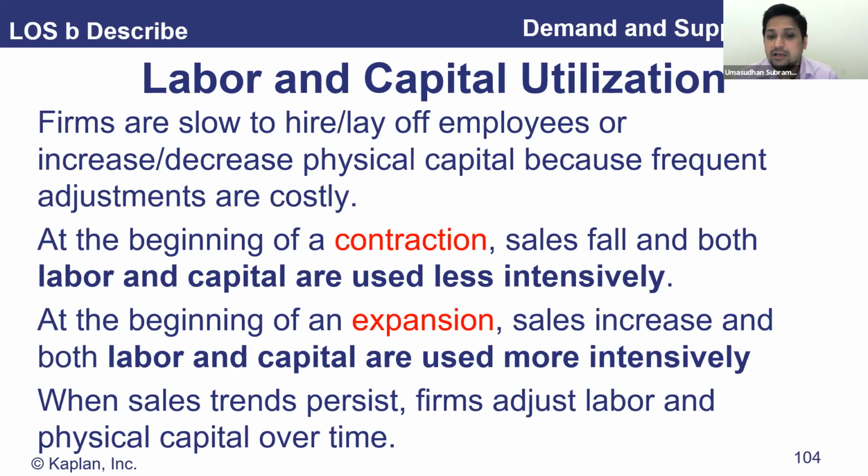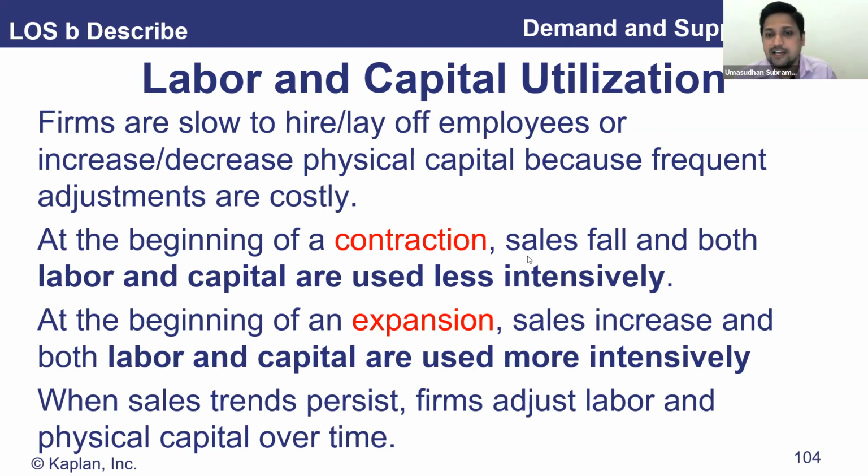But at the beginning of expansion, what happens? Your sales increase, but you can't hire people immediately. You cannot increase your capital immediately either. So at the beginning of an expansion, your sales increase and your capital and labor are more extensively used. You ask your laborers to work very hard, to work 24/7, because you are not prepared for it. The economy is growing, it's expansion, but you just can't hire people. There aren't any people to hire immediately. There isn't any capital to invest immediately. So that's what happens.